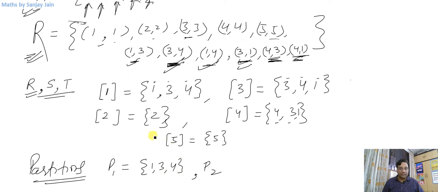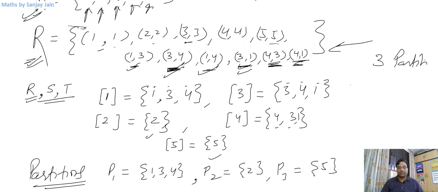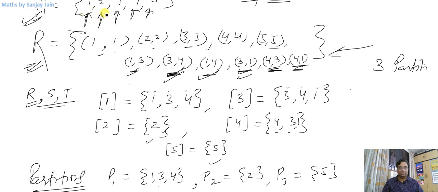Another subdivision is this, that is {2}, and the third subdivision is this {5}. So how many partitions or subdivisions do I have in this equivalence relation? I've got 3 partitions or subdivisions. If you take the union of these, you will get your set A back. You can clearly see set A has got 1, 2, 3, 4, 5.